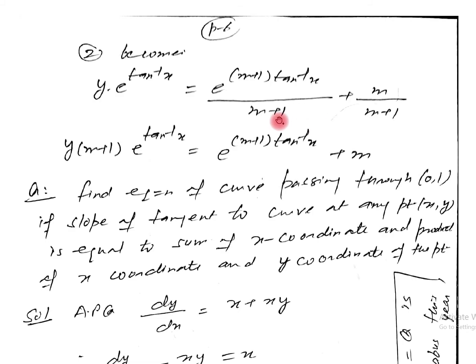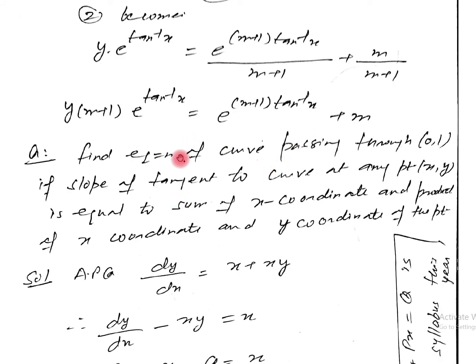So here taking m plus 1 as LCM, y into m plus 1 e raised to power tan inverse x equal to e raised to power m plus 1 tan inverse x plus 1. In the next step we can easily bring this term on this side to simplify our answer, because generally we put only the y on the left hand side. You can also bring this term on this side, collect the powers and simplify it.